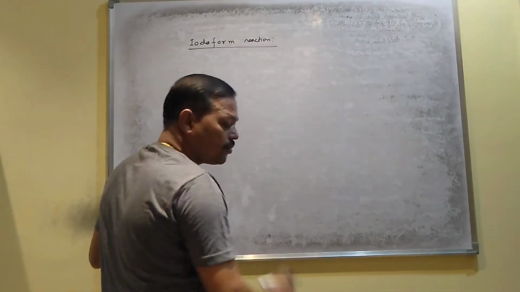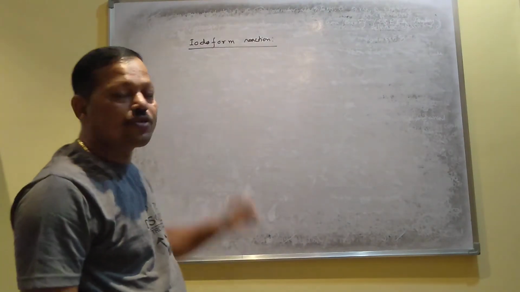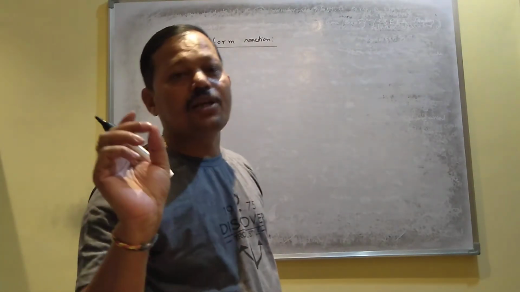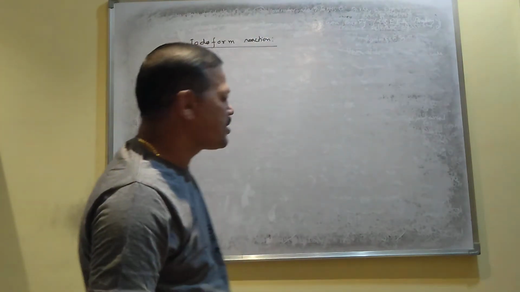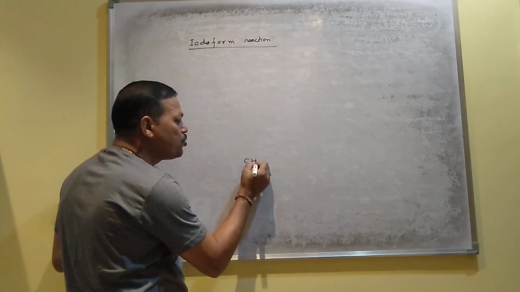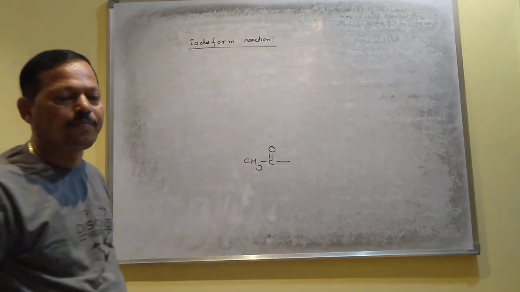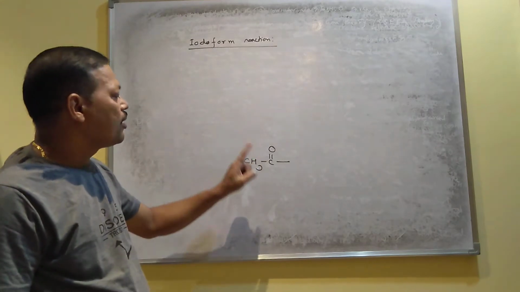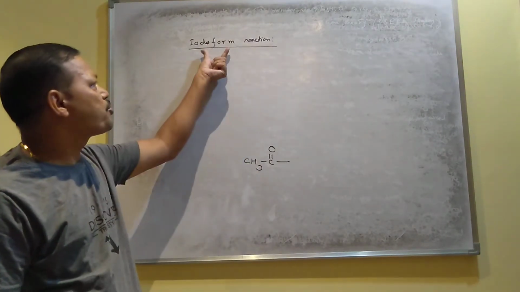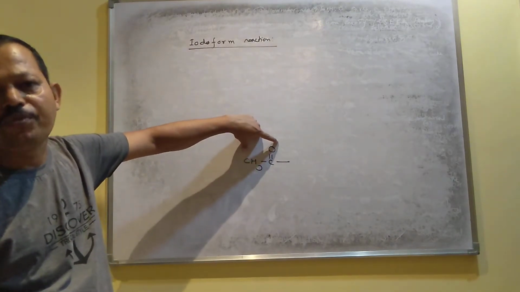Now, although aldehydes and ketones can show this iodoform reaction, only some particular aldehydes and ketones can show it. Those aldehydes or ketones which contain the group CH3C=O, this group must be present. Then the aldehyde or ketone can show this iodoform reaction. I mean, this group must be present in your aldehyde or ketone.